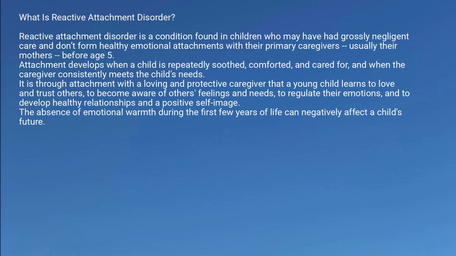Attachment develops when a child is repeatedly soothed, comforted, and cared for, and when the caregiver consistently meets the child's needs. It is through attachment with a loving and protective caregiver that a young child learns to love and trust others, to become aware of others' feelings and needs, to regulate their emotions, and to develop healthy relationships and a positive self-image. The absence of emotional warmth during the first few years of life can negatively affect a child's future.